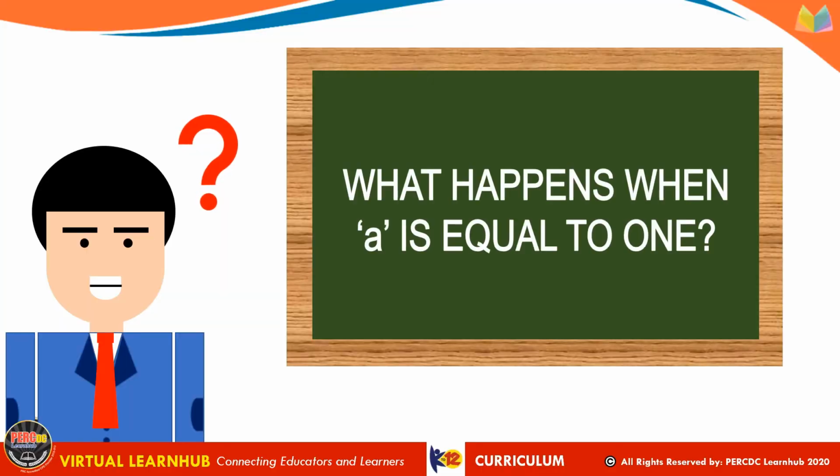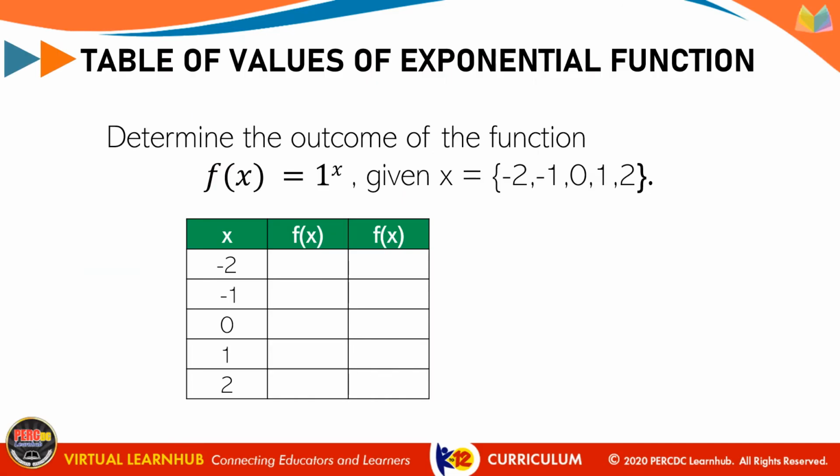Now what if a is equal to 1? So in this example, determine the outcome of the function f of x equals 1 raised to x given that x is a set that contains -2, -1, 0, 1, and 2. So let's substitute these values of x. So 1 raised to -2, that is 1, because 1 raised to any number is 1.